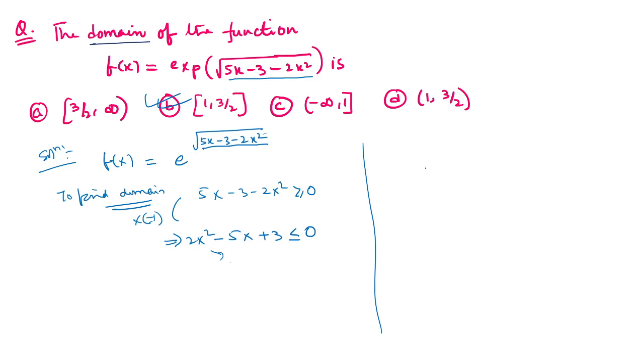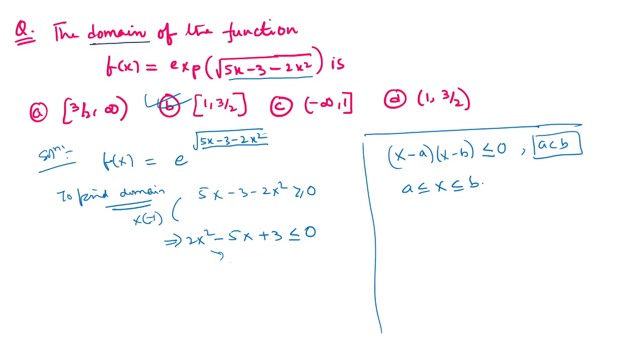Okay, one more you have to know. The shortcut: (x minus a)(x minus b) less than or equal to 0. Assume a is less than b. Then x will lie between a and b. So suppose we have (x minus 2)(x minus 3) less than or equal to 0. Then the domain, the value of x, will lie between 2 and 3, right?